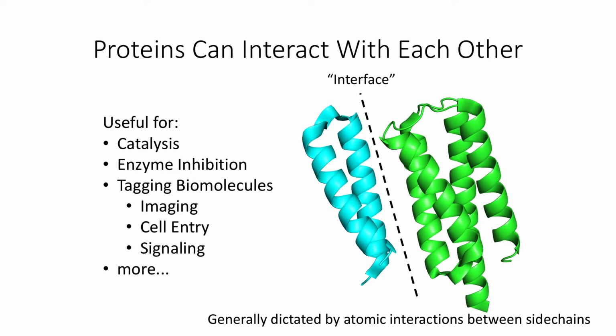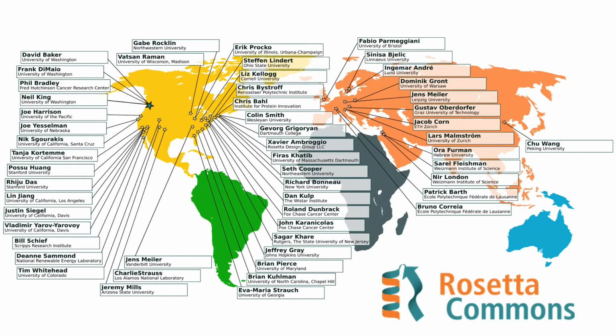You can catalyze reactions by bringing proteins together and creating a chemical region in space, or you can inhibit proteins. You can tag molecules by creating binders for them, and that can be used for all sorts of purposes. And it's really up to the creativity of the biochemist. This is really more of a tool that you can use for many purposes.